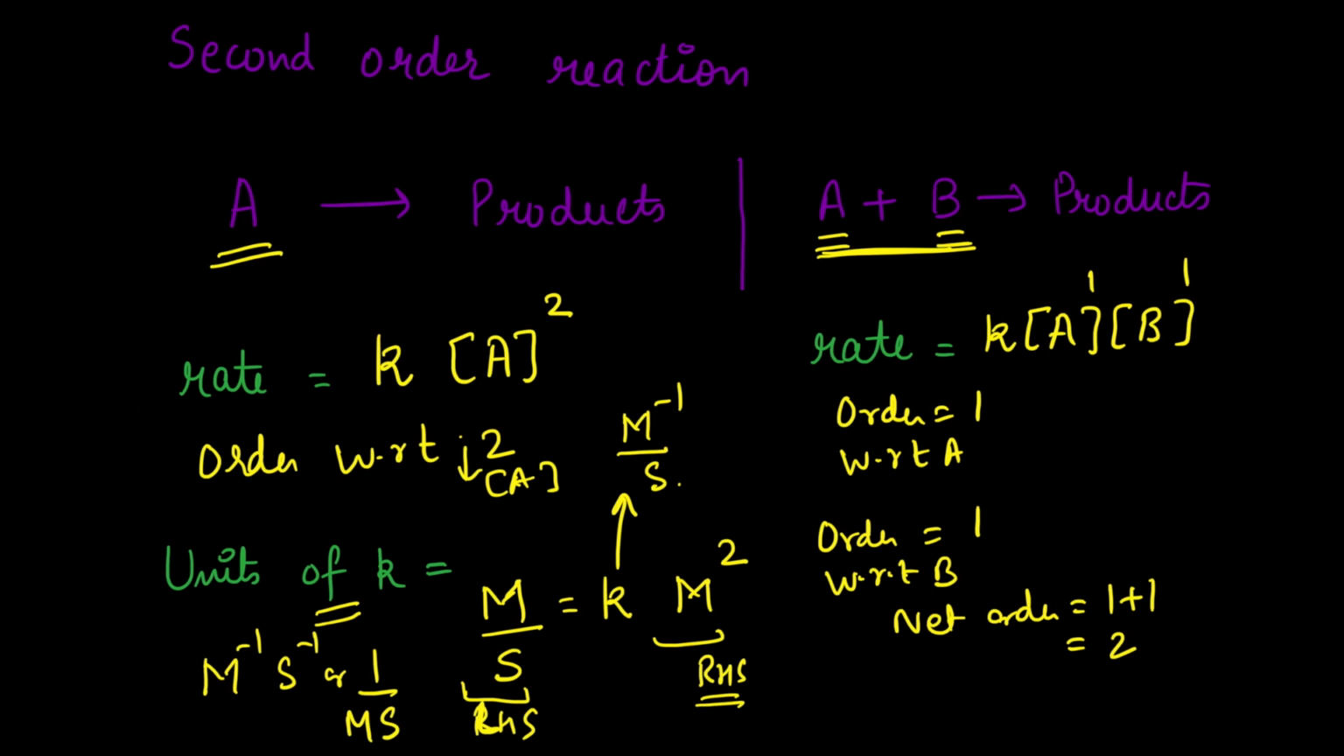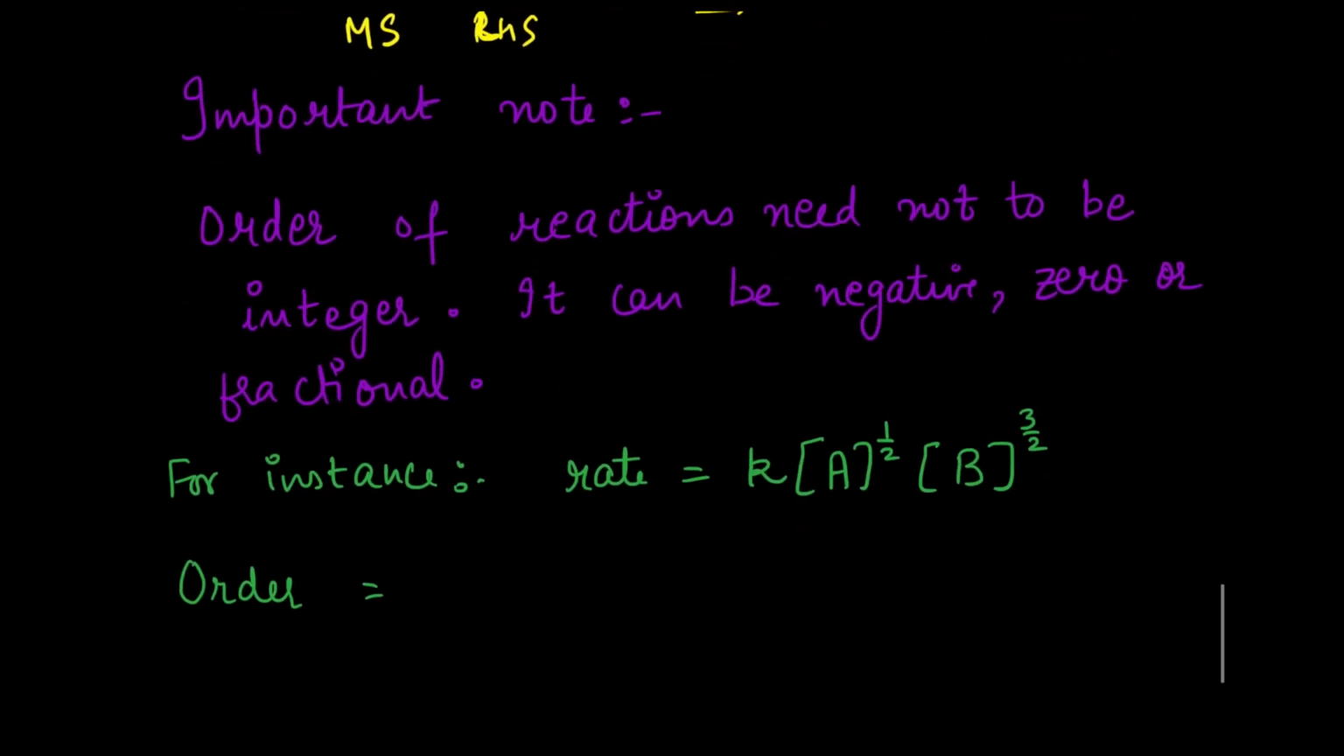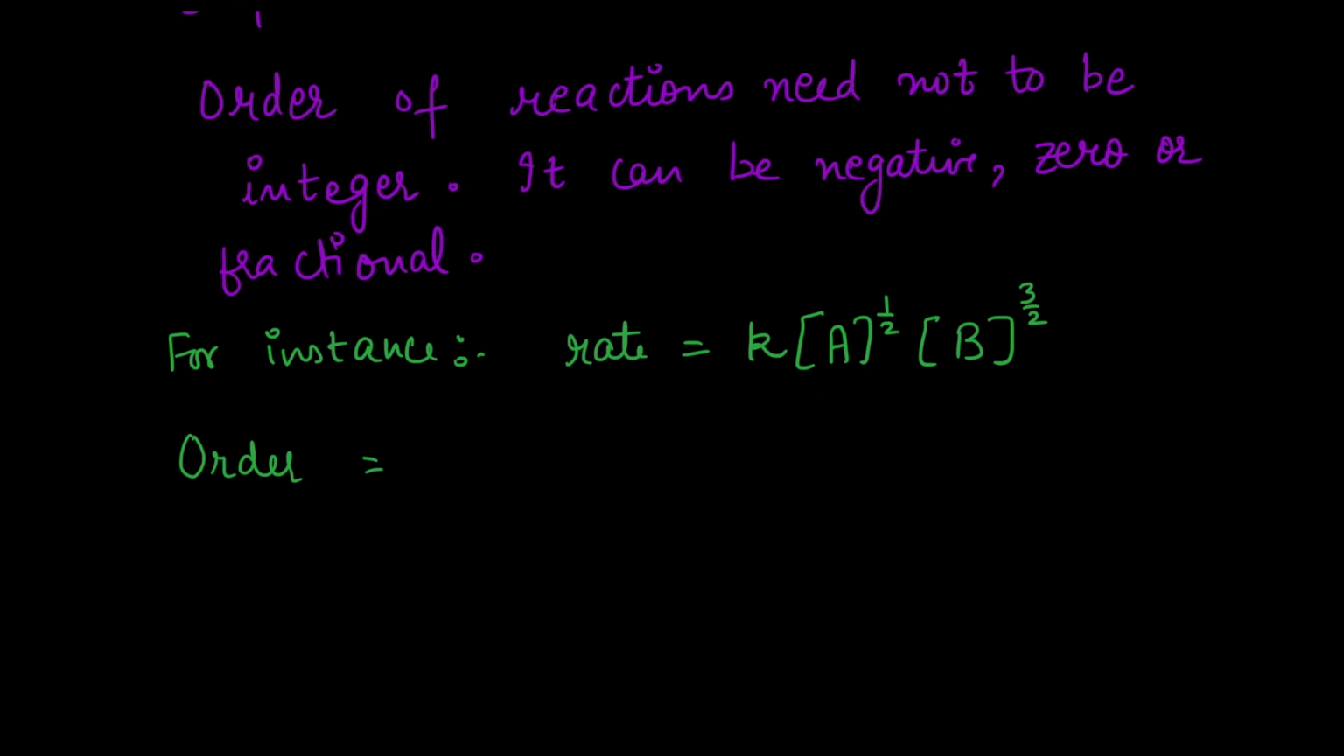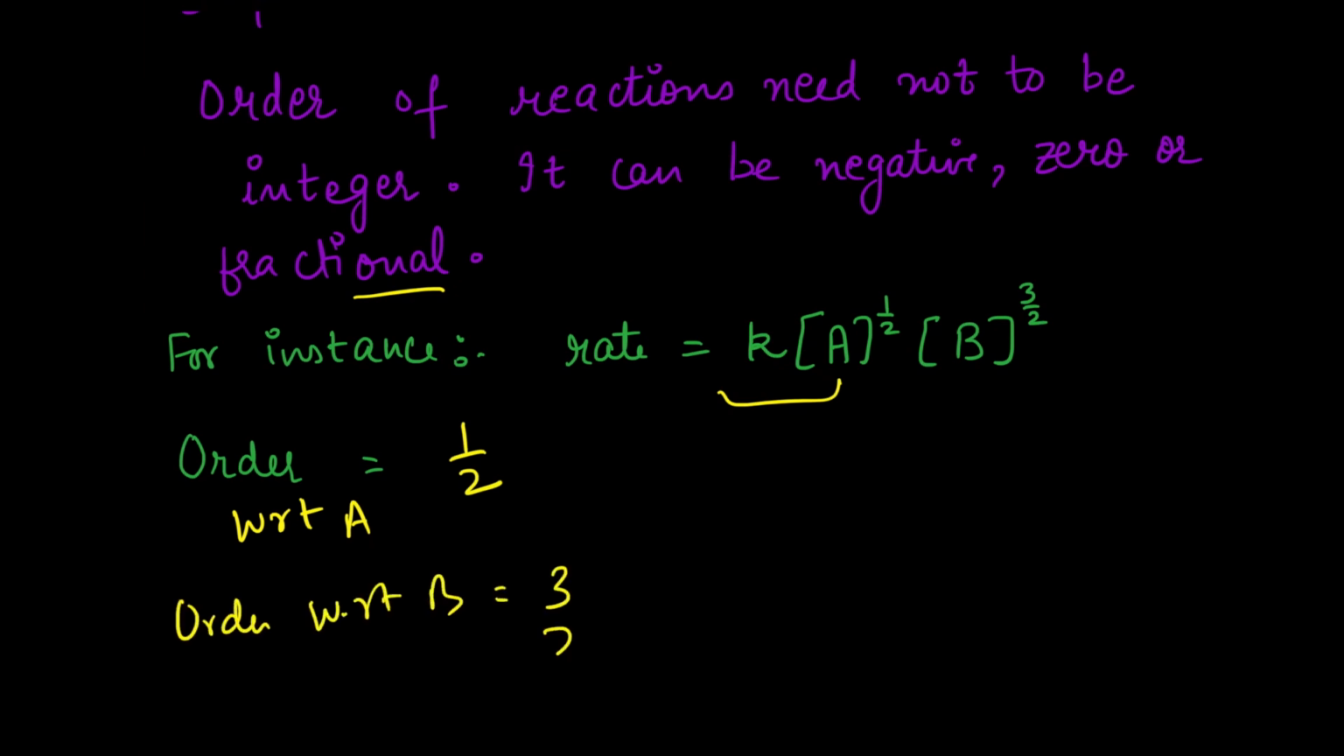Now you have seen that the order in these cases can be 0, 1, but that is not necessary. Order can be negative, it can also be 0, and it can also be fractionals. For instance, you can have this rate of reaction where the order with respect to A is half and order with respect to B is 3 by 2. So net order of reaction in this case will be half plus 3 by 2, which is 2.